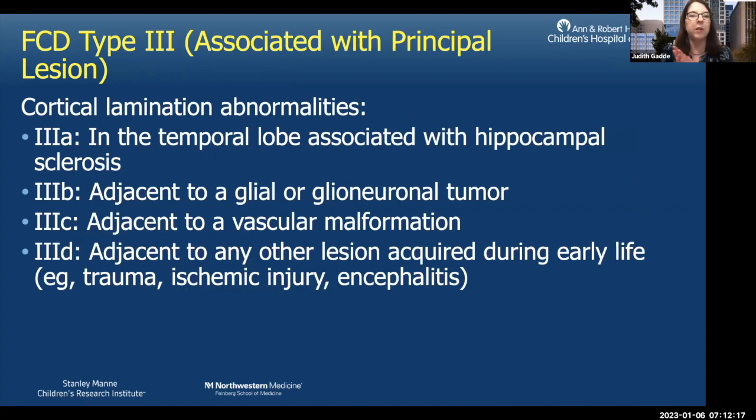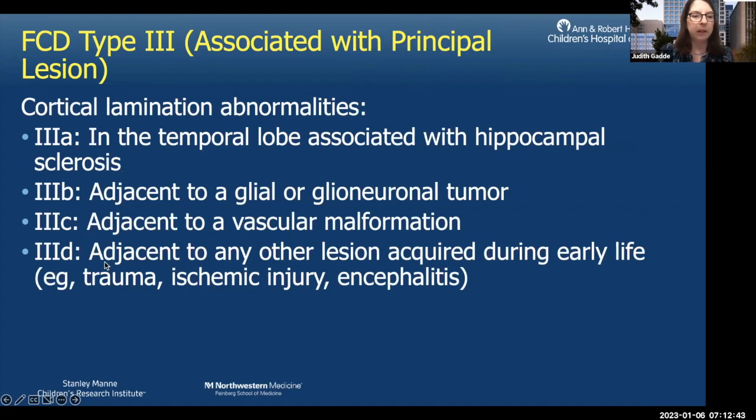Okay, so moving on to the newer category of focal cortical dysplasia type 3, which again is associated with something else. So type 3A is associated with what we call hippocampal or mesiotemporal sclerosis. Type 3B is associated with a tumor. 3C is a vascular malformation, like an arteriovenous malformation.